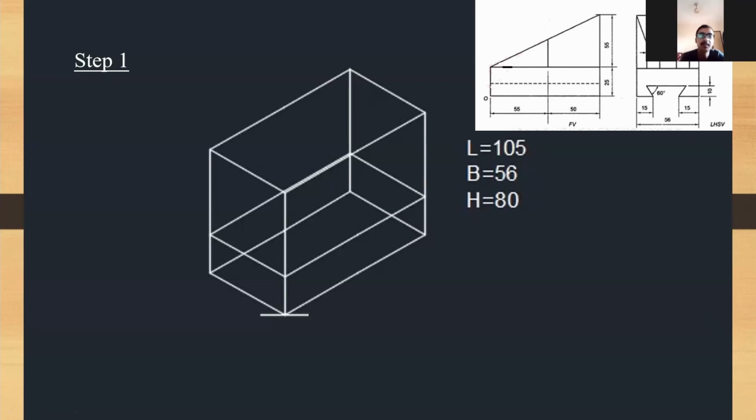So the next command is the isoplane command in AutoCAD, which is near the ortho mode. This plane automatically sets the angle to 30 degree and 90 degree. In AutoCAD, by pressing F5, we can change the plane to isoplane left, isoplane right, and isoplane top. So using this plane, we are going to make the isometric view. We will make a box of length 105 millimeter, breadth 56 and height 80 millimeter. After making this, our box is ready.